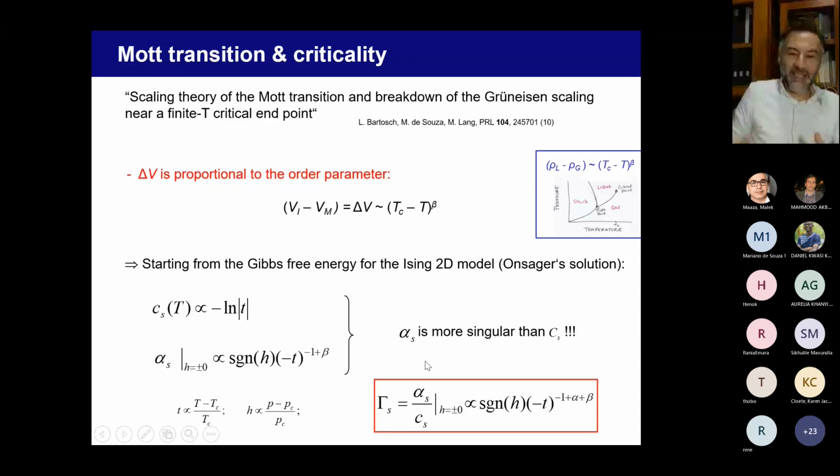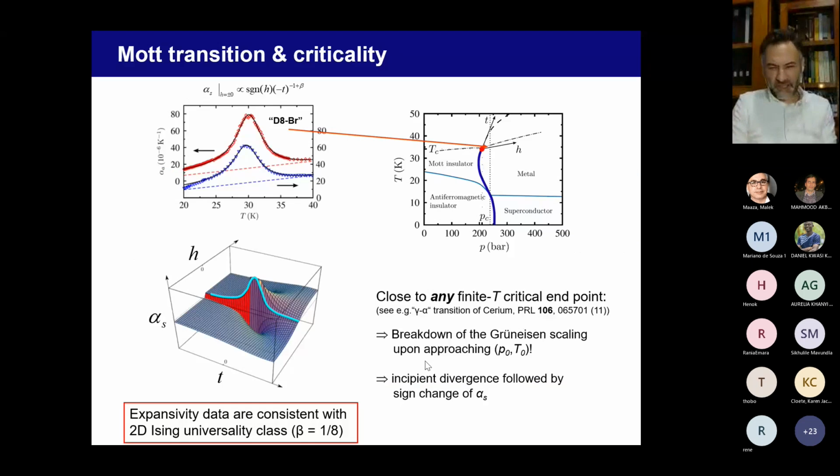In other words, we have here a breakdown of the Grüneisen scaling. And this is a universal observation. As I mentioned, I want to give you a feeling of what we have been doing over the last few years. It means that close to any finite critical endpoint, the Grüneisen scaling breaks down. Okay. This was observed, for instance, in the structural phase transition of cerium and in many other systems.